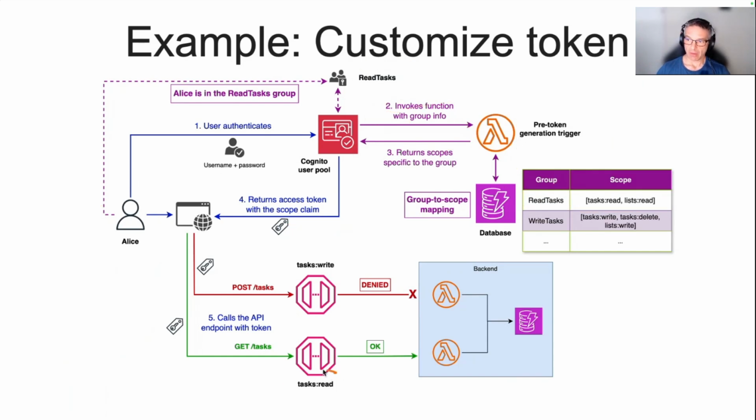Now, if the application and Alice, through the application, calls an endpoint which is protected by the read permission, API Gateway will let the request proceed. Why? Because Alice is in the read task group and the read scope is attached to that group. But if Alice tries to invoke an endpoint that is protected with a write permission, she won't be able to do that because API Gateway will deny the request because Alice's scope doesn't have the write permission.